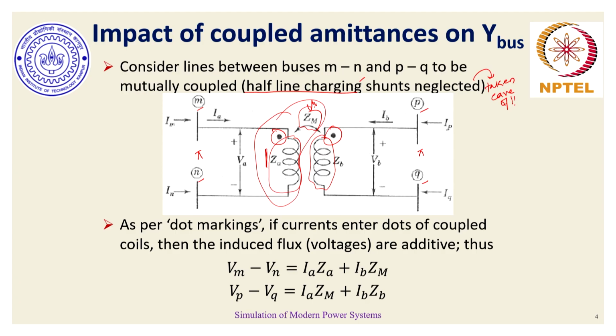Since currents here are being assumed to be entering the dots, which are marked as IA and IB, entering the dots of ZA and ZB, by KVL we can write the voltage drop across these two lines as Vm minus Vn and Vp minus Vq, in terms of IA, IB and ZA, ZB being the self impedances, Zm being the mutual impedance.